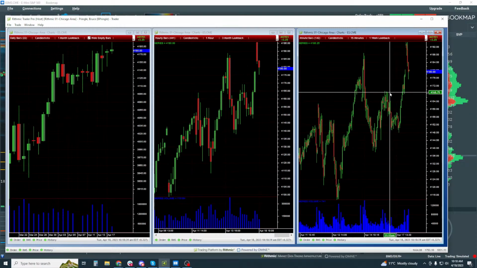We were looking for a move up into this kind of 70 level, and then 75, and you can see what happened here. All right, so we finally broke that end of the day. So, a tricky day yesterday, with lots of false breakdowns and breakouts, and people just getting squeezed and hurt.